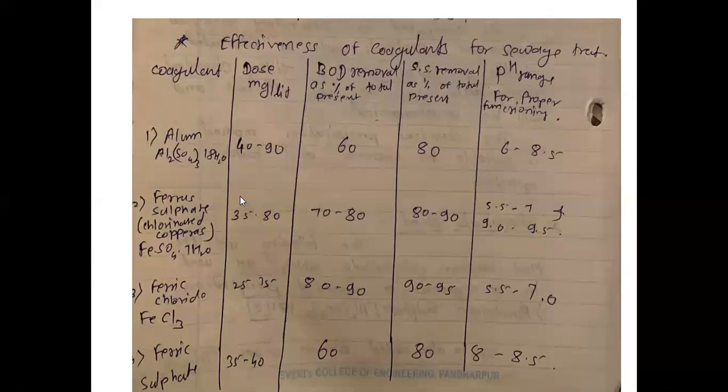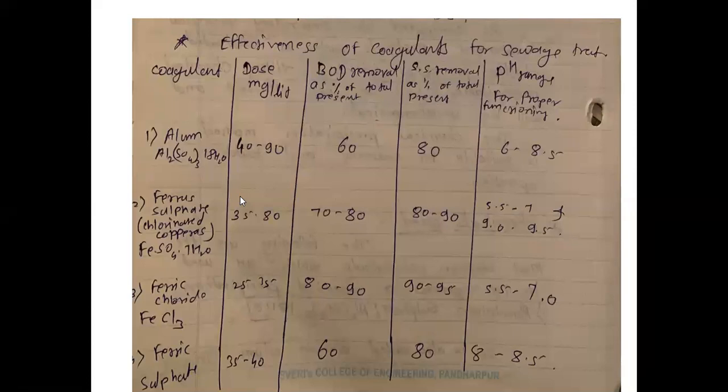Now here you can see it can work effectively in the pH range of 5.5 to 7 and 9 to 9.5. The normal range of pH is usually 6 to 8.5, so for that purpose we need to change the pH if it is not existing in the wastewater or the water. So such issues are there with the different types of coagulant.